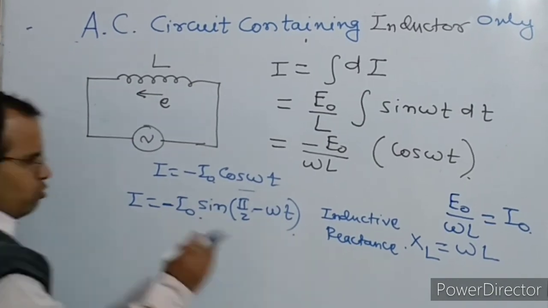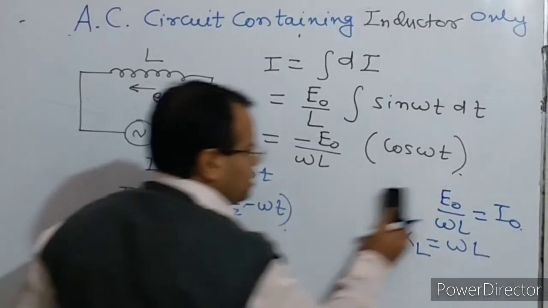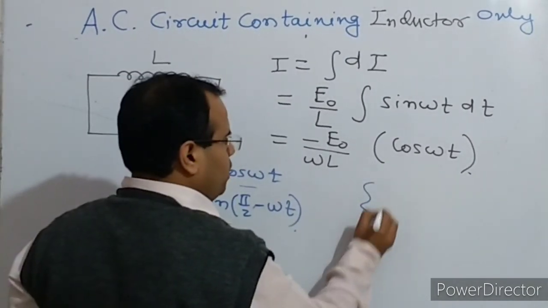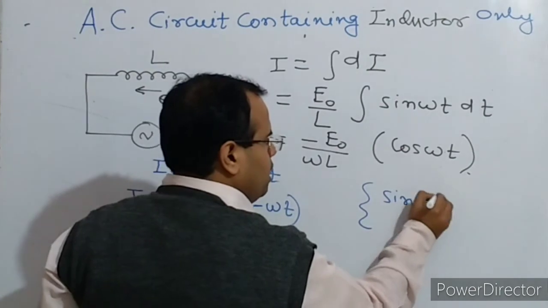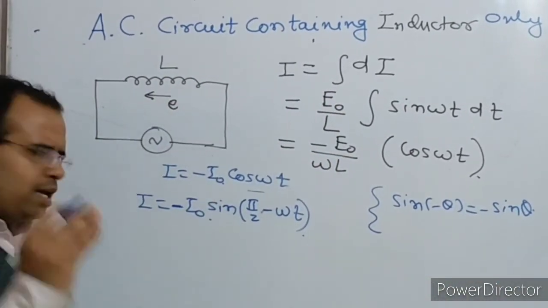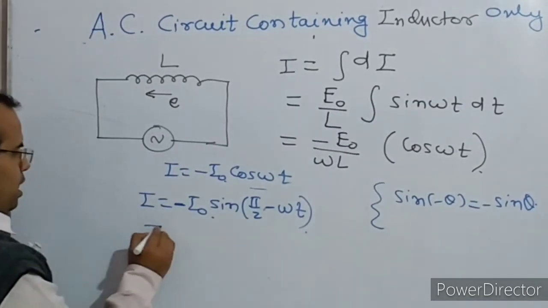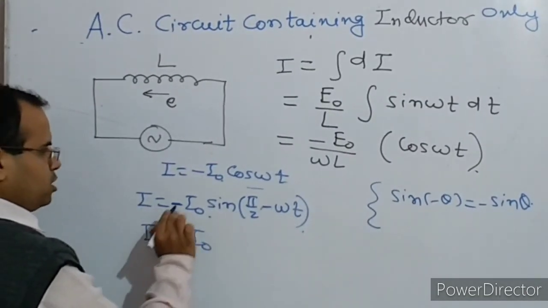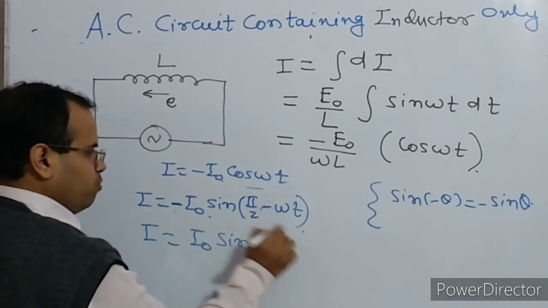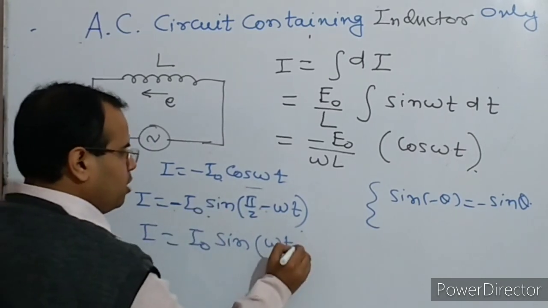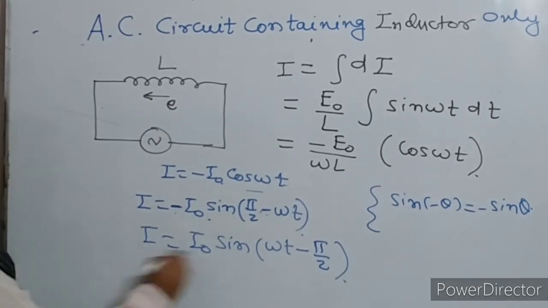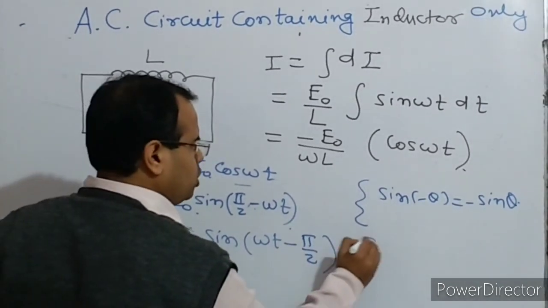We know one more property: sine of minus theta is equal to minus sine theta, and this property we will apply. Then we can very easily write I equals I naught, and the minus is multiplied inside, so it becomes sin of omega t minus pi by 2. So this is equation number 2.